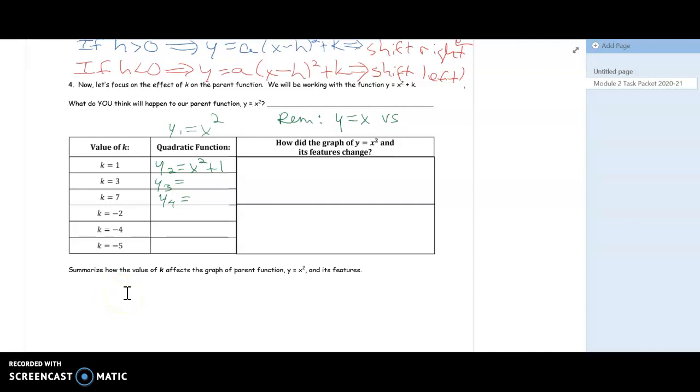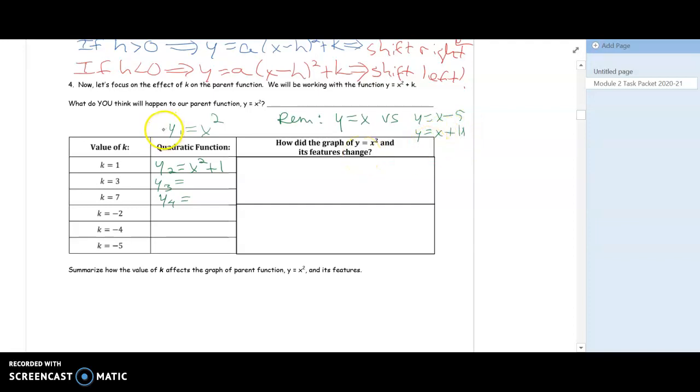Do you remember a basic linear function, y equals x, versus y equals x minus 5, or y equals x plus 11? Do you remember what those transformations would do to a linear function? It's going to be similar for a quadratic function.